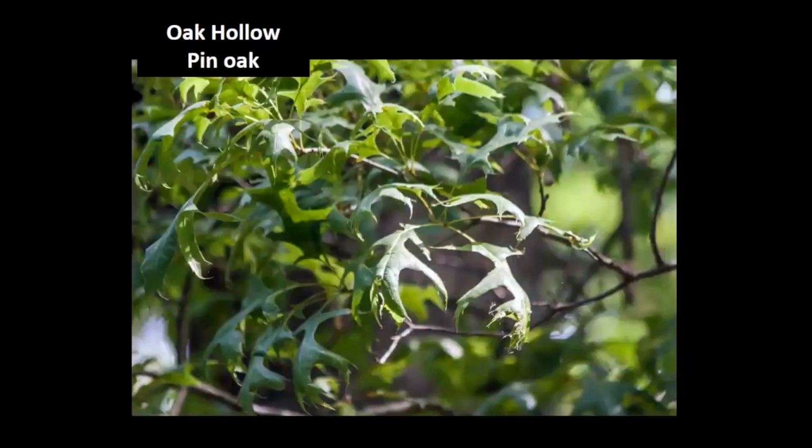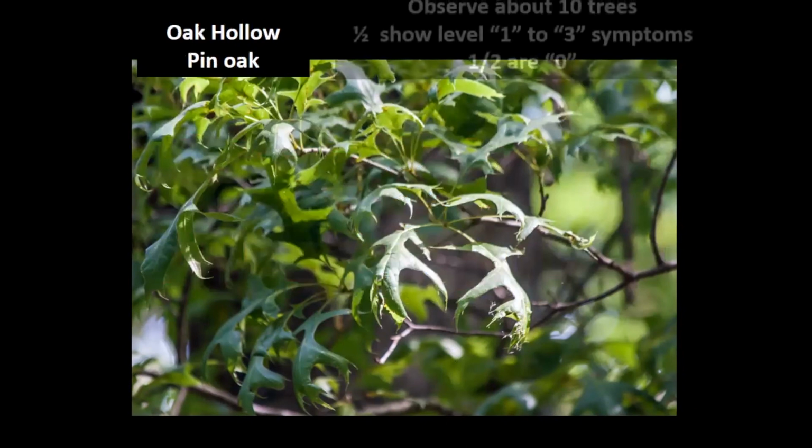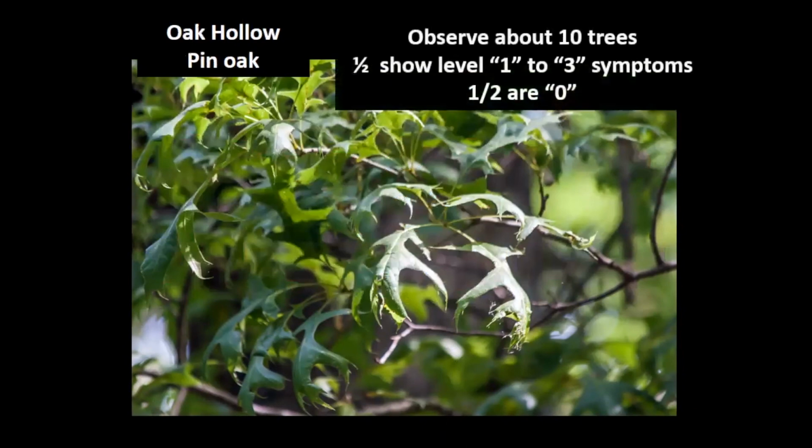Okay, so we keep walking and we notice that pin oak is pretty common in this bottomland forest too. When we walk around, we see about 10 of these in our half-hour visit perhaps. About half of them show level 1 to 3 injury symptoms. On the screen, I'd say that's about a 2 or a 3, probably a 3-level injury on pin oak. And about half of them are 0 again. About half of them are showing no symptoms at all.